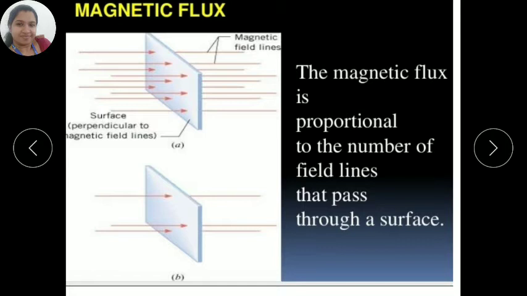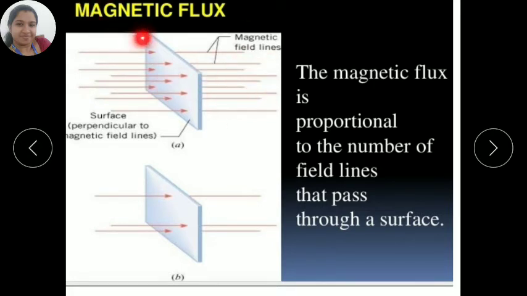Then we can go to magnetic flux. We all know that if you consider a magnet, a large number of magnetic field lines are there. The magnetic field lines are high near the pole, and the number of magnetic field lines is less away from the magnet. So here we consider these magnetic lines. These magnetic lines pass through a given surface. The given surface is a square shaped surface. The magnetic lines pass through the surface and leave from the surface.